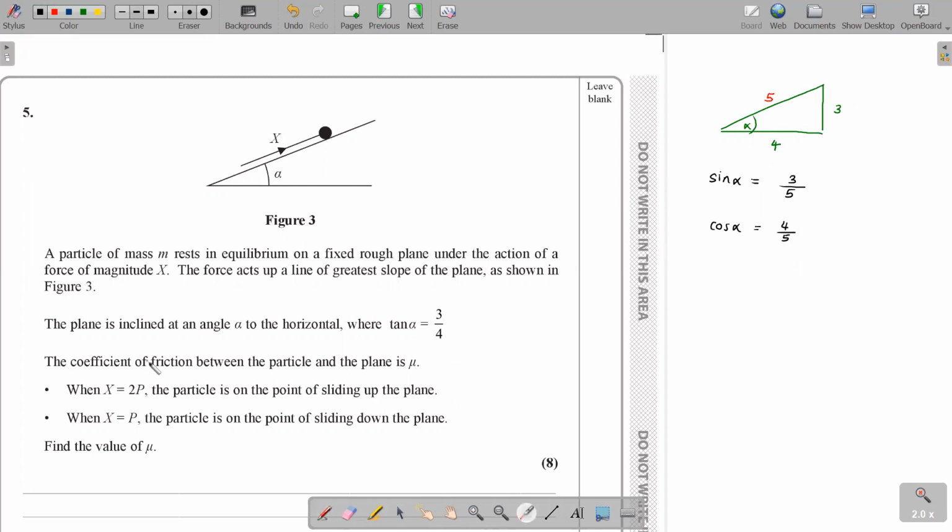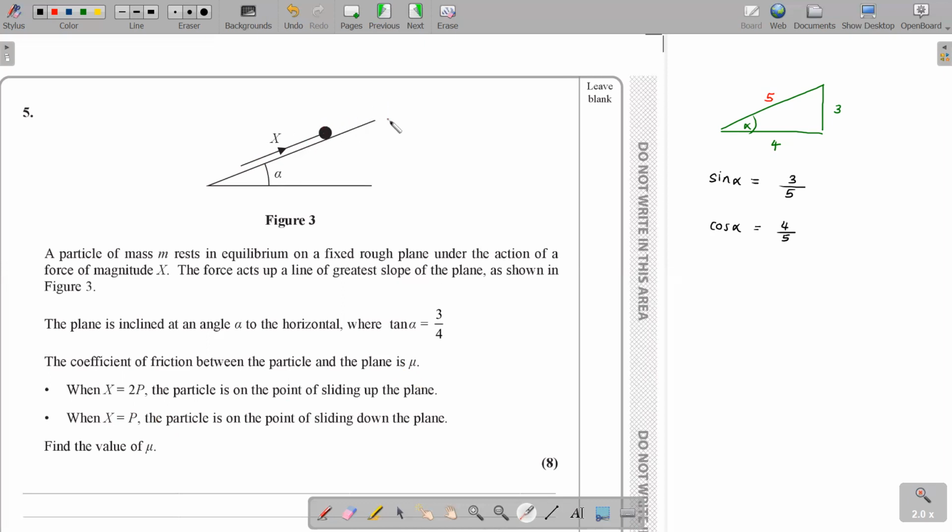Then the next part they say is the coefficient of friction between the particle and the plane is mu. When X equals P, where X is the force that is pushing this particle up the plane, the particle is on the point of sliding down the plane. When X equals 2P, the particle is on the point of sliding up the plane. Do you understand this question first of all? Comparing X equals P to X equals 2P, 2P is the higher force, right? So when you give the 2P force, the object is on the verge of moving upwards.